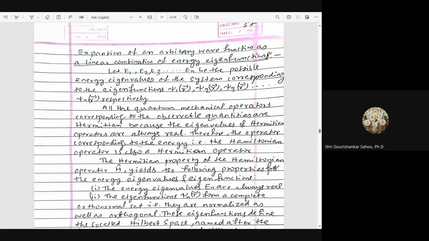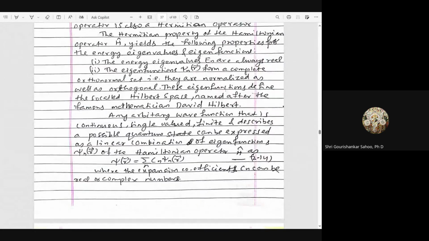Then expansion of an arbitrary wave function as a linear combination of energy eigenfunctions. The energy eigenvalues En are always real. The energy eigenfunctions psi n form a complete orthonormal set, and they are normalized as well as orthogonal. These eigenfunctions define the so-called Hilbert space, named after the famous mathematician David Hilbert.